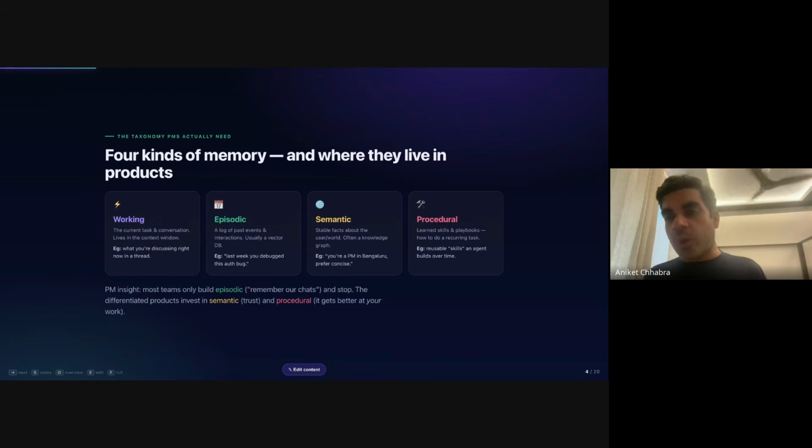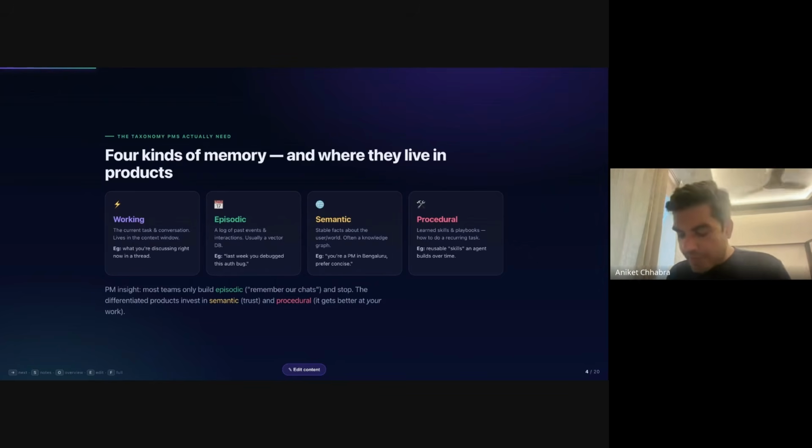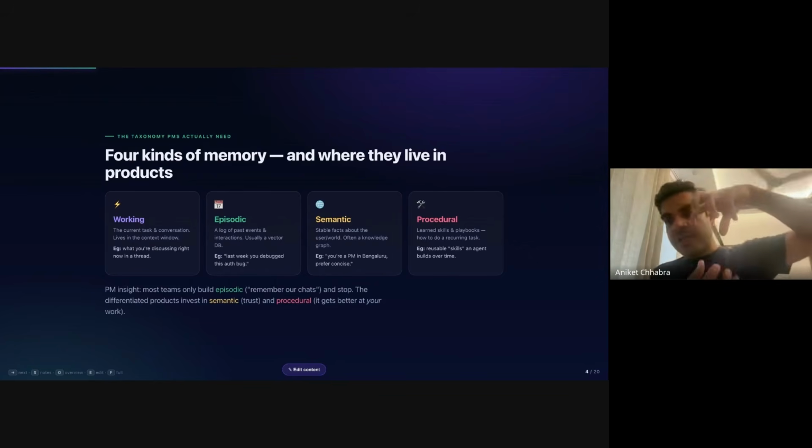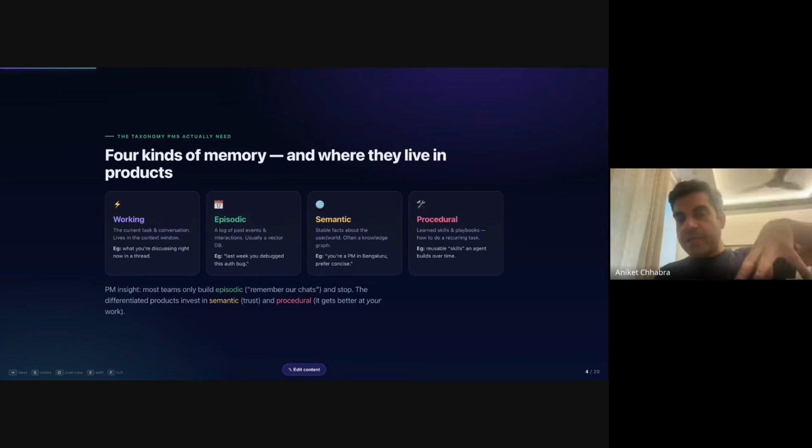Now, semantic memory. Semantic means you are mapping some information to some information based on semantics, meaning that contextually similar information is what is stored. The best example for that is a knowledge graph. Let's take the example given here: you are a PM in Bangalore, prefer concise. Think of this as your relationship being stored with the city Bangalore. You are a PM, and your current city of residence is Bangalore.